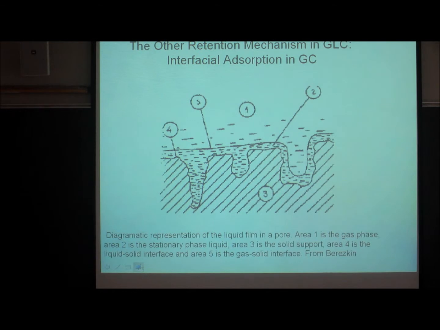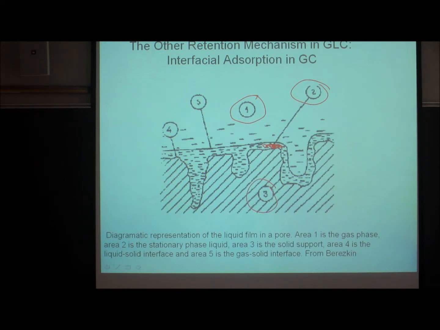This diagram represents the 5 regions in a conventional packed bed GC stationary phase coated on a porous support. So this is supposed to represent some region of space inside the GC particle. It's not the outer surface of the particle, it's the interior of a pore. And what we have on the inside of the pore is gas phase. That's region number 1. That's the mobile phase. Then region number 2 is the thin film of the stationary phase, where partitioning takes place.